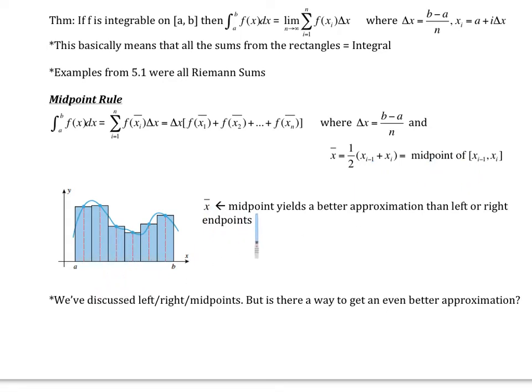So x bar is the average, which is the midpoint, and this will always yield a better approximation than left or right. So we've discussed left, right, and now midpoints, but can we do an even better approximation?